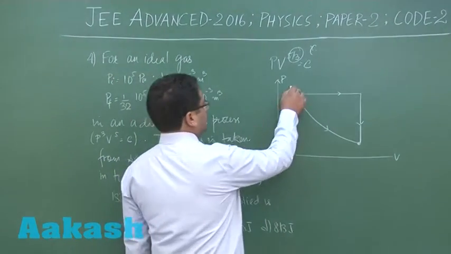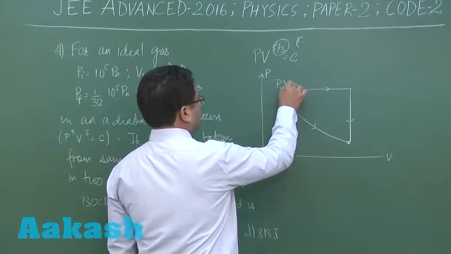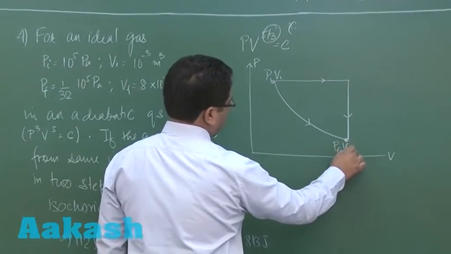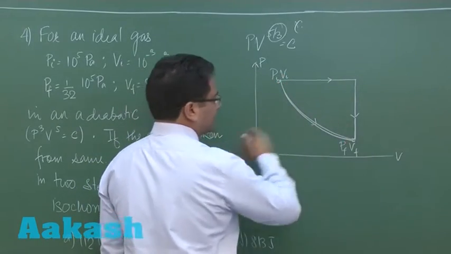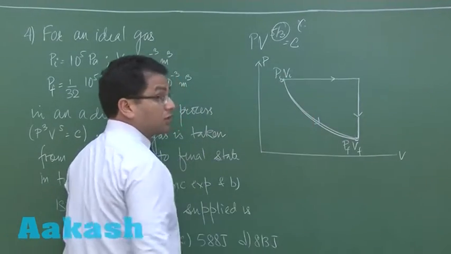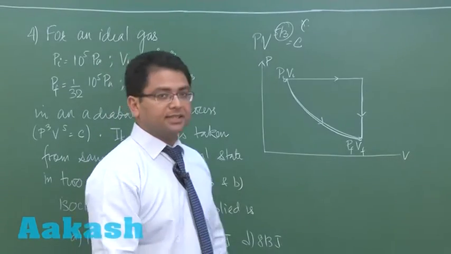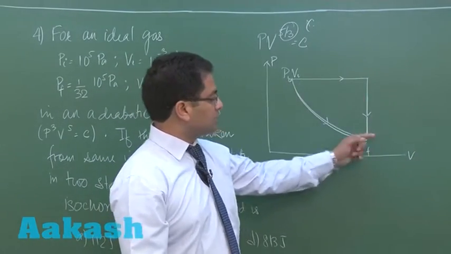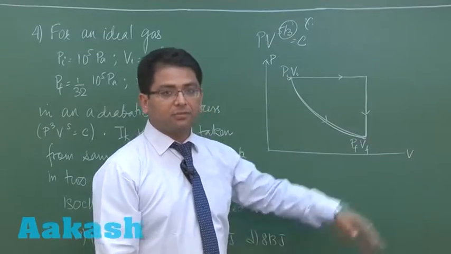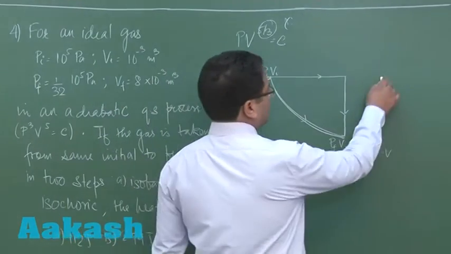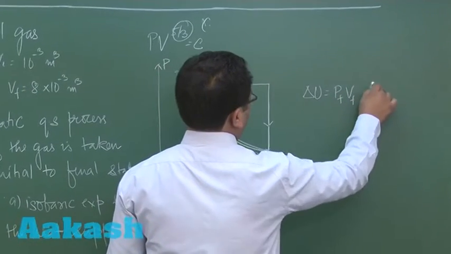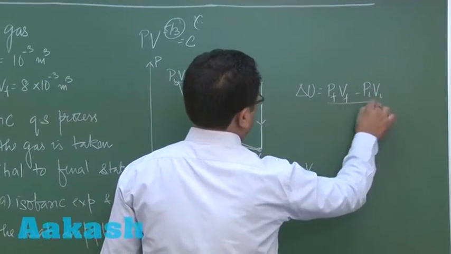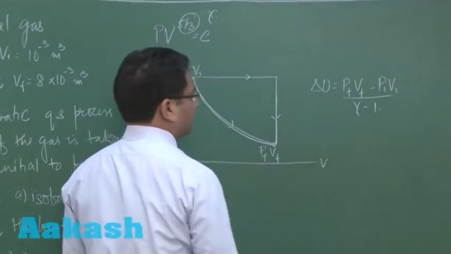Well, this is Pi Vi and this is Pf Vf. Let me first calculate the change in internal energy of this process. And after all, you know, change in internal energy either through this process or through this process is going to be same. So, change in internal energy would be Pf Vf minus Pi Vi by gamma minus 1.